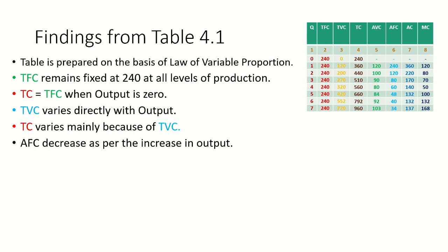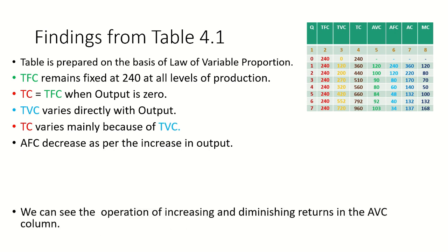And in the next column, that is the AFC, we can see that the AFC decreases as the output increases. Please see the TFC column and the AFC column. In the TFC column, the fixed cost is always fixed, that is 240, but in the AFC, average fixed cost, it decreases as the output increases. First it is 240, then it reduces to 120, then 80, 60, 48, 40 and 34. So AFC decreases as per the increase in the output.